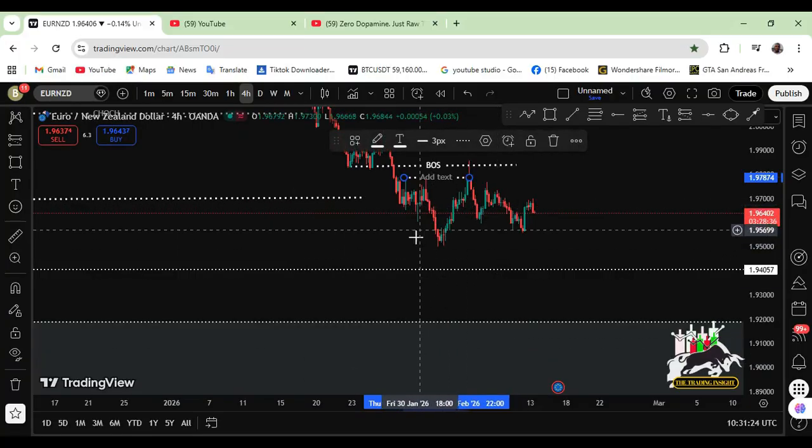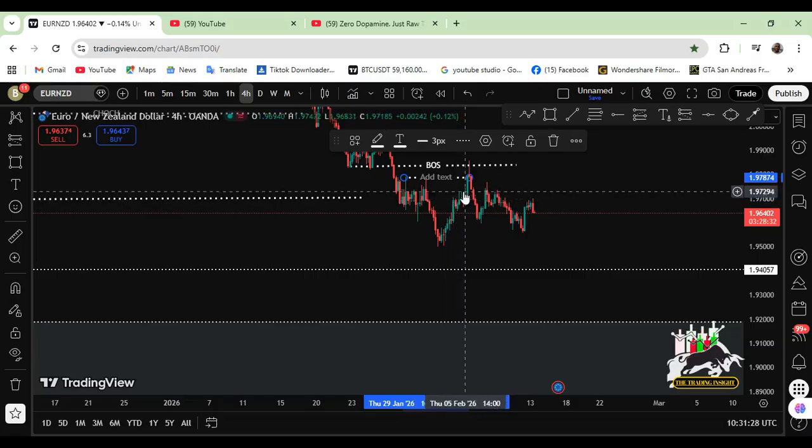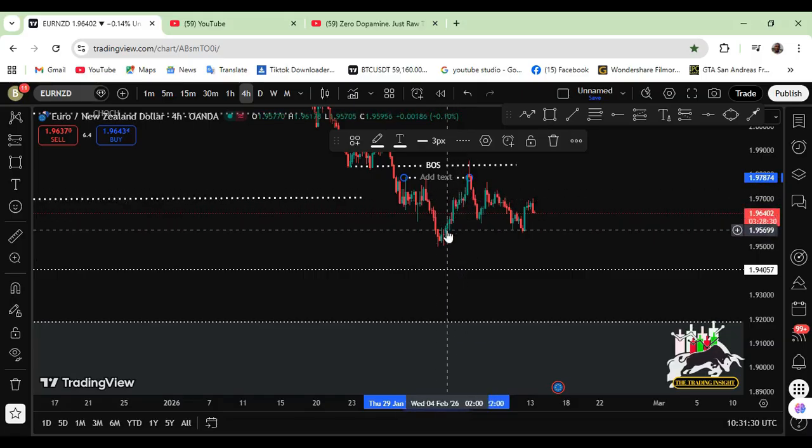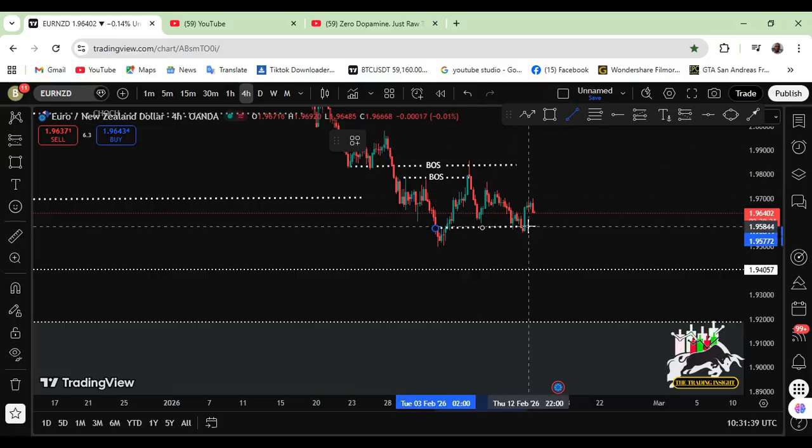So that is a break of structure, and then this is, internally, that is a break of structure. That is why you saw price retesting this place, because why? This was the change of character. So price came to retest this place.